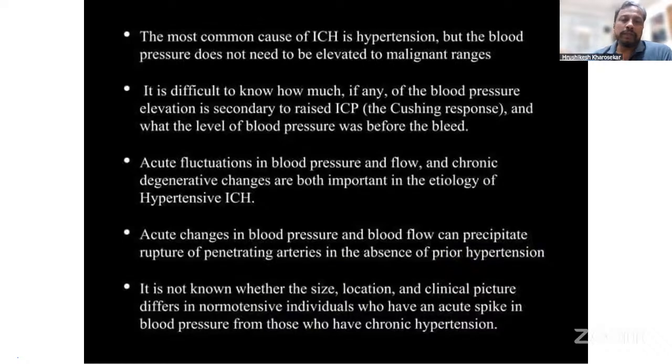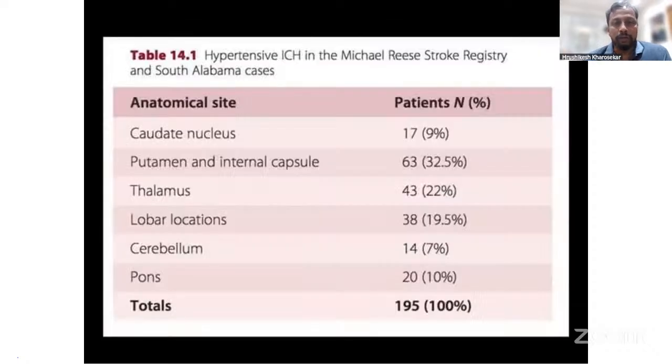So it may not be necessary that in a hypertensive bleed, the BP should be in the malignant ranges. As the BP increases, it might be due to raised ICP that we have to guess. Acute fluctuations in blood pressure and flow and chronic degenerative changes due to chronic hypertension are the most common cause of hypertensive bleed rather than acute raised malignant hypertension. Most common location is putamen and internal capsule, followed by thalamus, and then lobar locations.